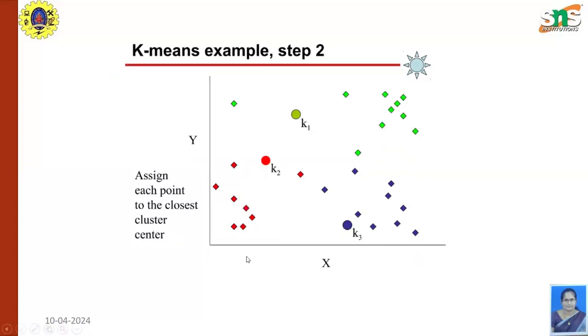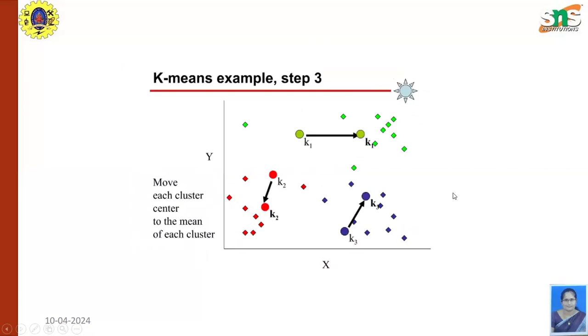Next we assign each point to the closest cluster center. The objects near the green center are marked green, and likewise red and blue. Then in step 3, we find the mean of each cluster. The mean is calculated over the number of objects in each cluster, for example K1 and its nearest objects.